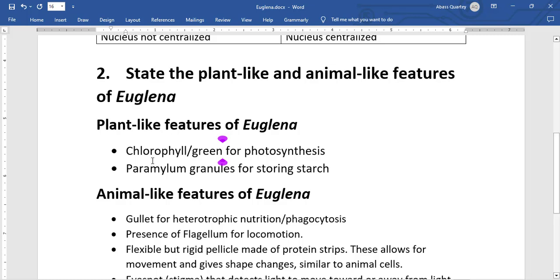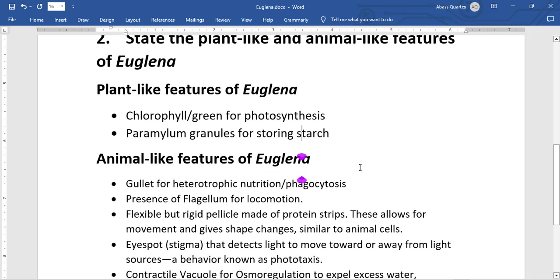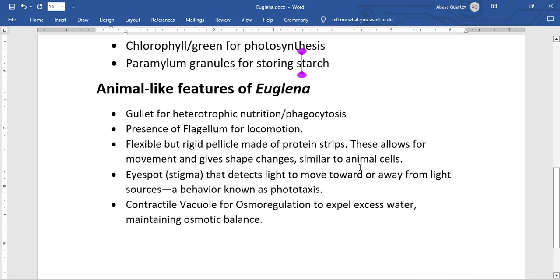You also have these starch storing organelles, that's the paramylon granules for storing starch. As you know, plants store excess glucose as starch. All right, what about the animal-like features of Euglena? So there is a presence of gullet for heterotrophic nutrition or phagocytosis. Then, of course, there is flagellum for locomotion.